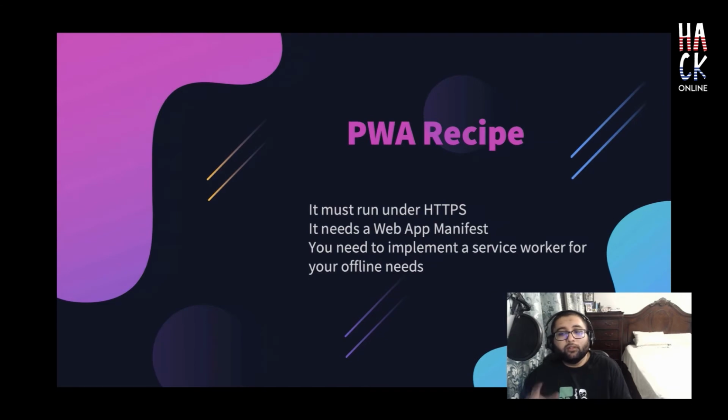So what goes into building a progressive web app, or PWA? What is the recipe? There's three main things that you've got to take into consideration. It's got to run under HTTPS. It's got to be secure. It needs to have a web app manifest. That is just a super fancy word for a JSON object that has a bunch of data about your site. You also need to implement a service worker for your offline needs. This is what lets your user save the app to their mobile phone and use it even when they don't have internet.